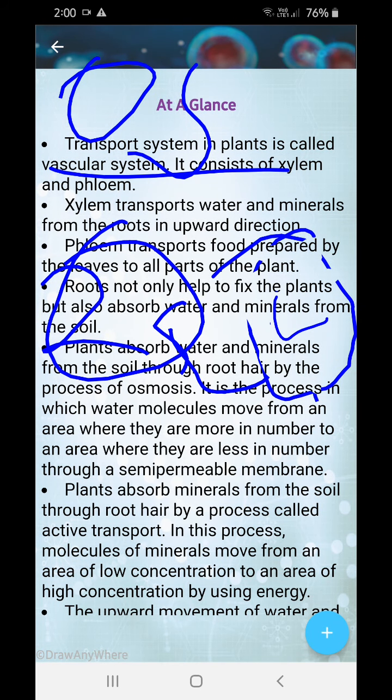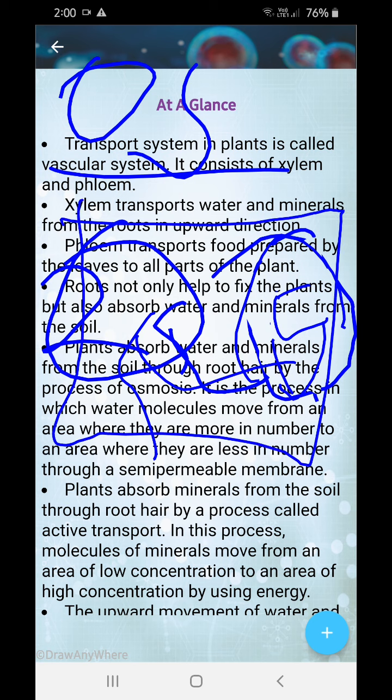Let's take 5. So what will happen then? This will transport to here. Understood, right? So until they make the same concentration in both the cases.